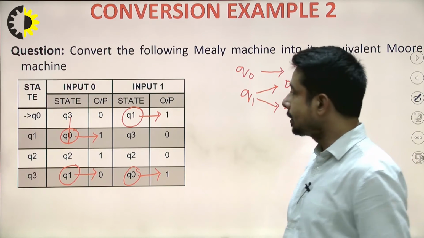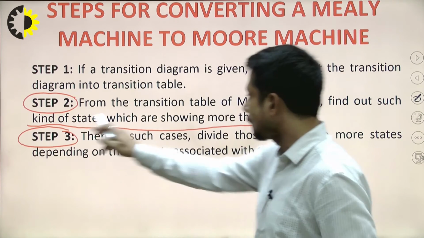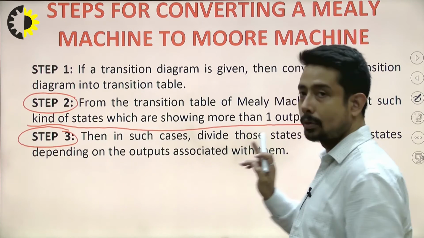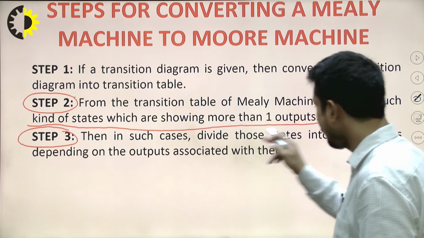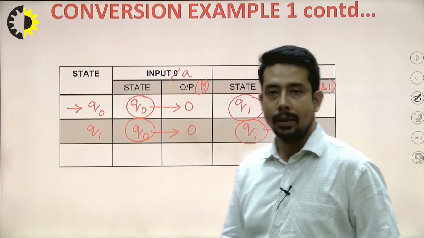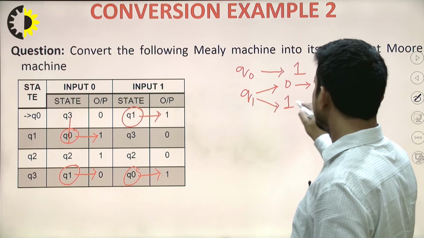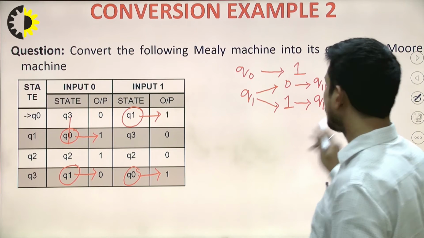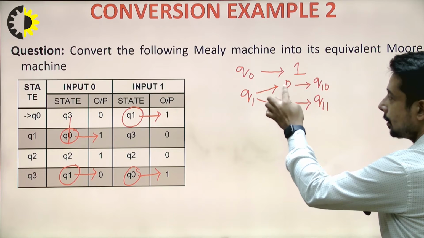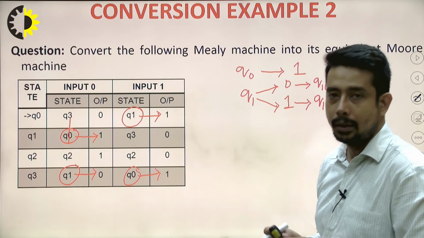Correct? In that scenario, what they have said is, if you find such states which are showing more than one output, then in such cases divide those states into more states depending on the outputs associated with them. So I will now define this as Q10, Q11. This is the nomenclature that I have followed. You can take any nomenclature.